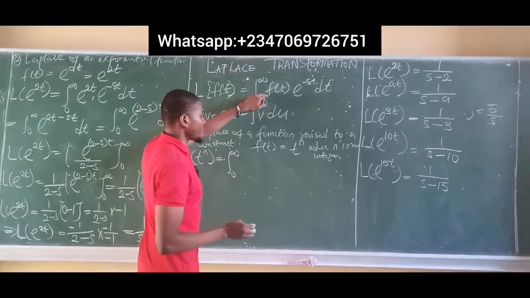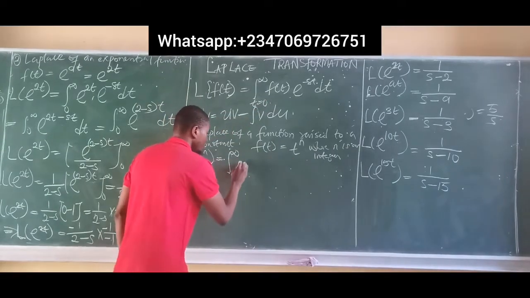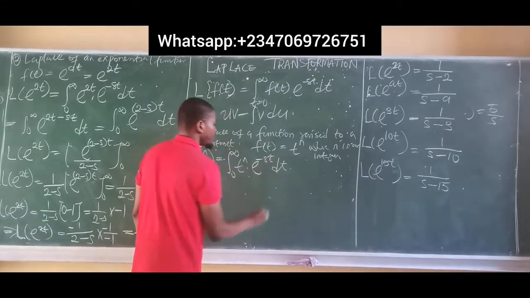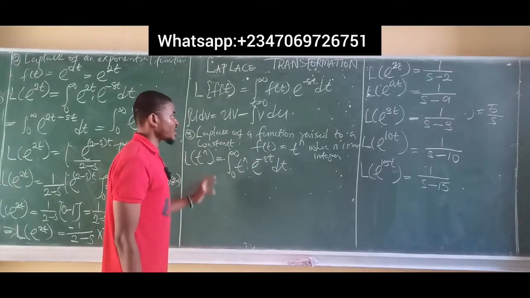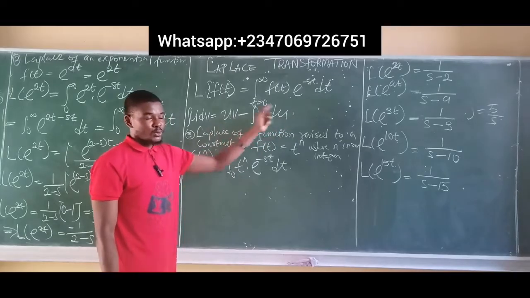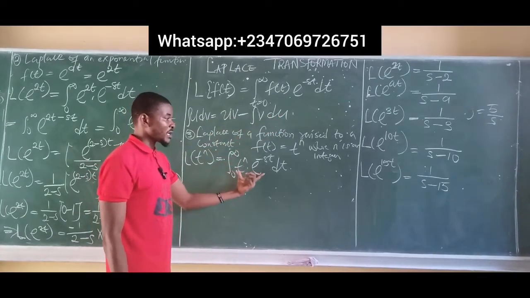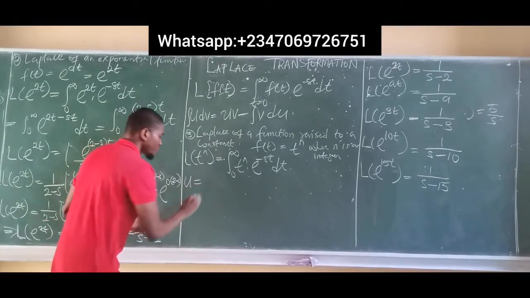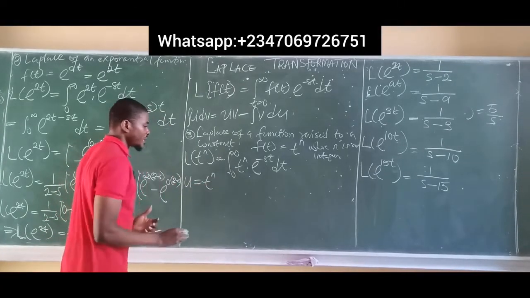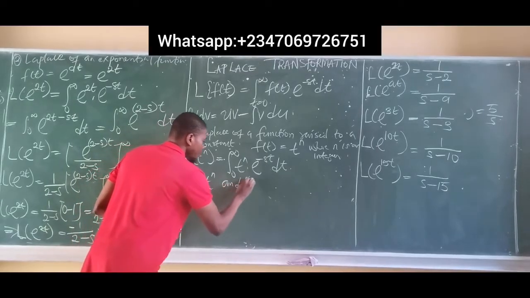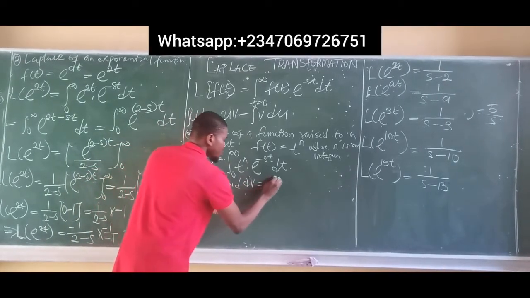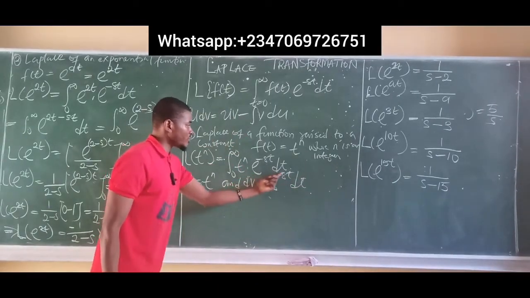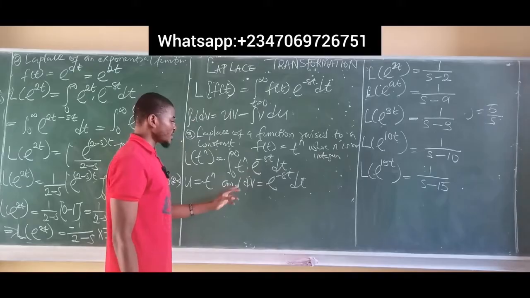We append in place of f of t now becomes t to the power of n times exponential minus st multiplied by dt. In this case now, we simply employ our what? Product rule, because you have two functions multiplying one another. Remember, I always say, let u be the given function, and the given function now is t to the power of n, and therefore dv is simply what? Exponential minus st dt.